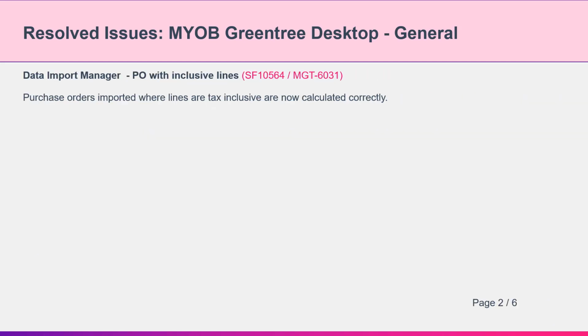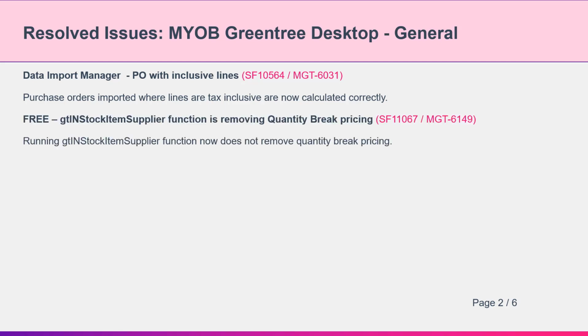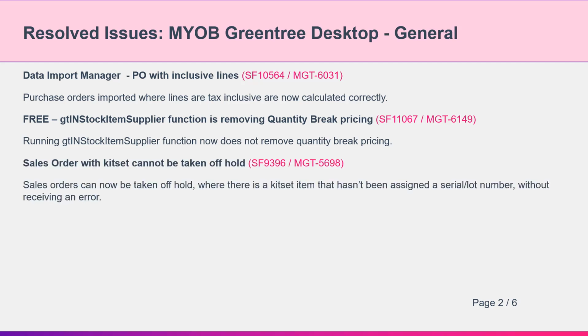For Data Import Manager, purchase orders imported where lines are tax inclusive are now calculated correctly. In Free, running the GTIN stock items supplier function now does not remove quantity break pricing. Sales orders can now be taken off hold where there is a kit set item that hasn't been assigned a serial lot number without receiving an error.